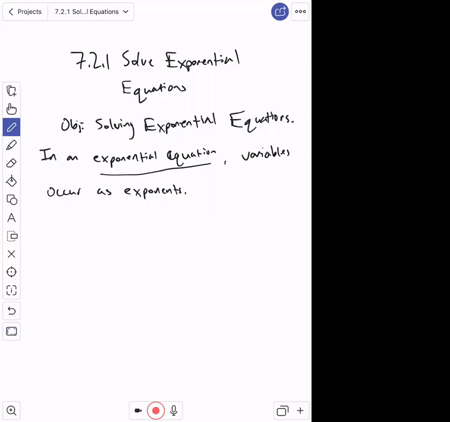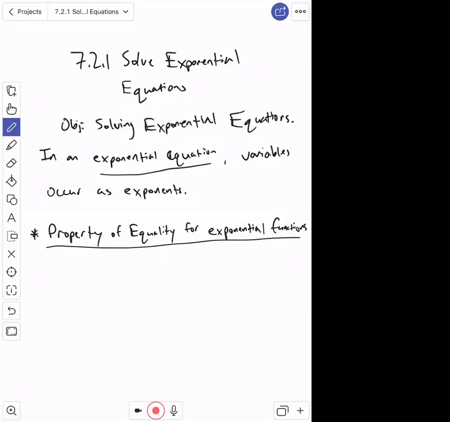And what we're going to use to solve this is the property, it's kind of lengthy here, of equality for exponential functions. Property of equality for exponential functions. Let me give you this in words. This is my fancy version of it, and then I'll give you a simplified version of it.